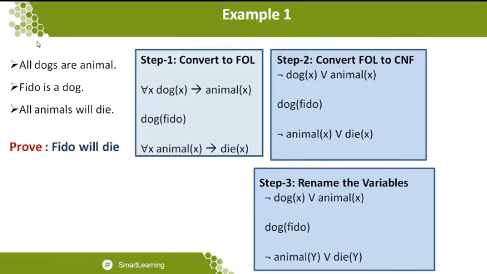This is the first level of work which we have done as part of resolution. What is the second level? The second level is to convert the first order logic statement to CNF. So what is the main objective? We want to remove the implication.